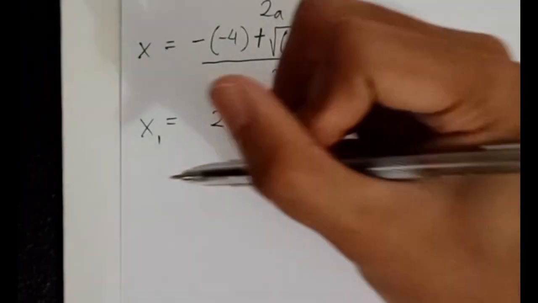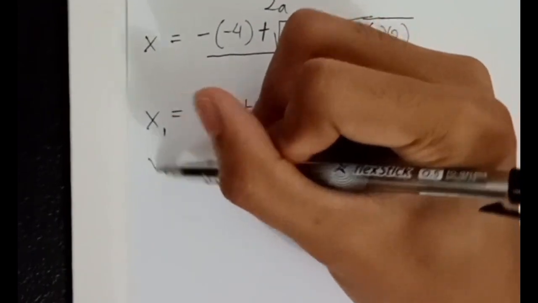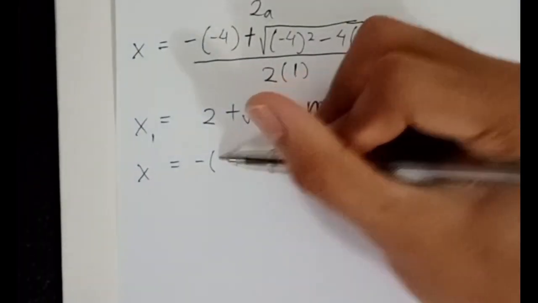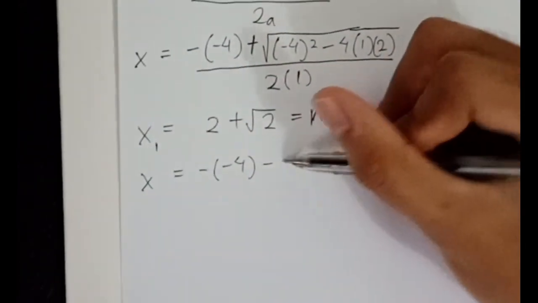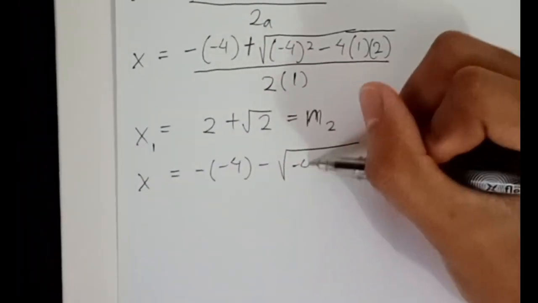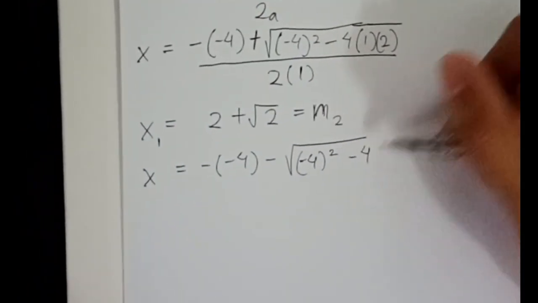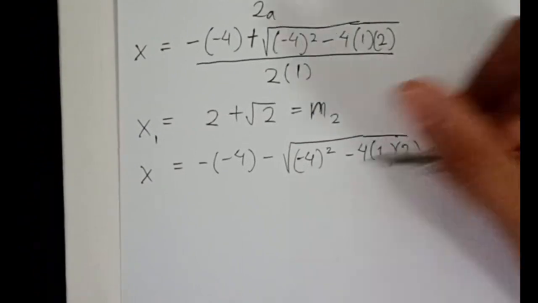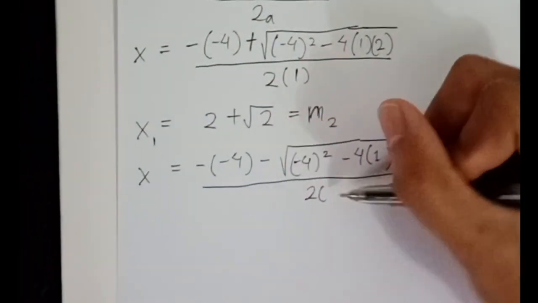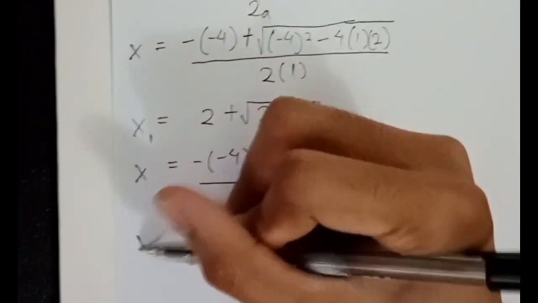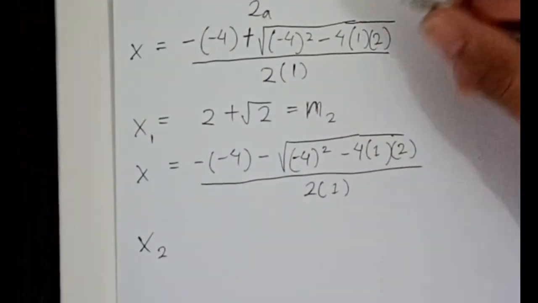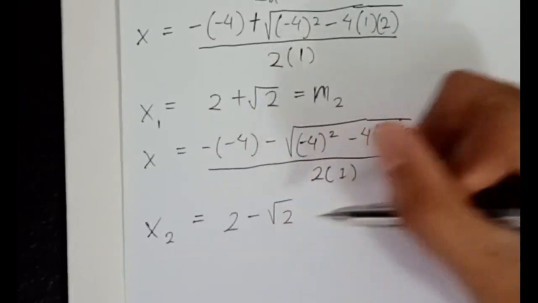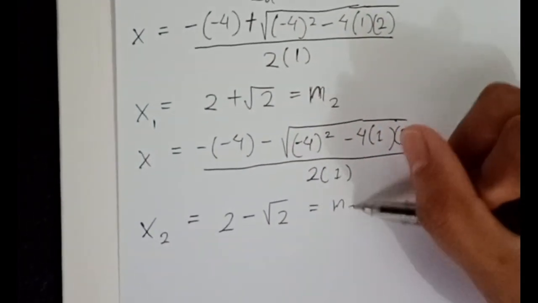Next is to get the negative value of x in the quadratic formula: negative of negative 4, minus the square root of negative 4 squared minus 4 times a, which is 1, times 2, over 2a, where a is 1. Plugging the values into our calculator, x sub 2 is 2 minus square root of 2. That will be our m sub 3.